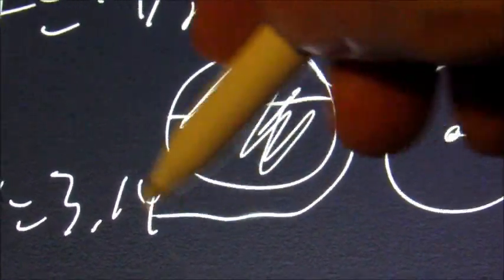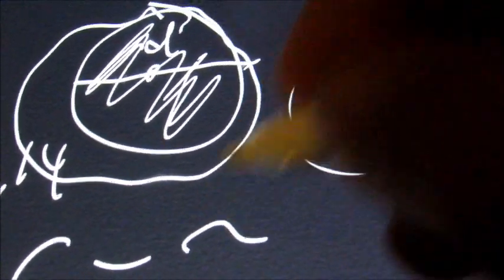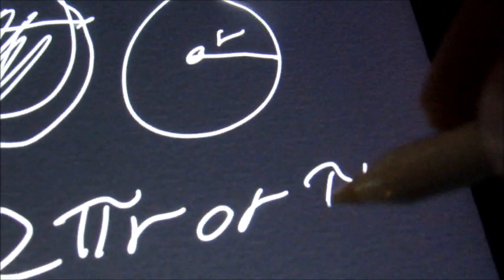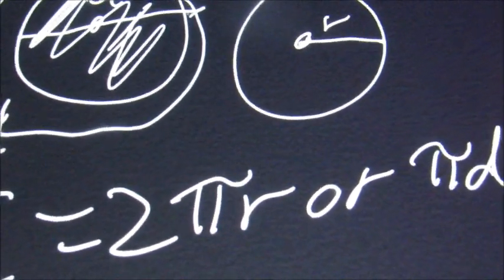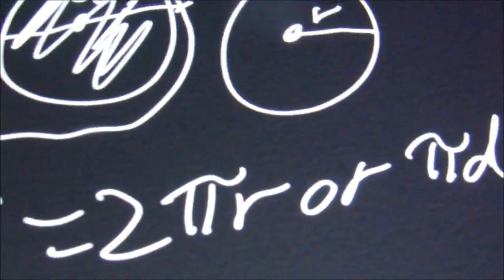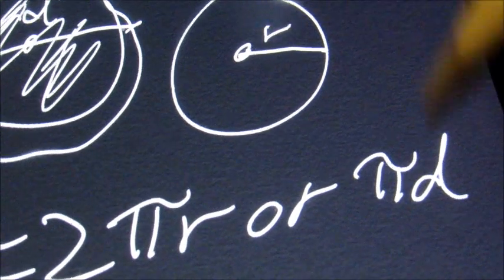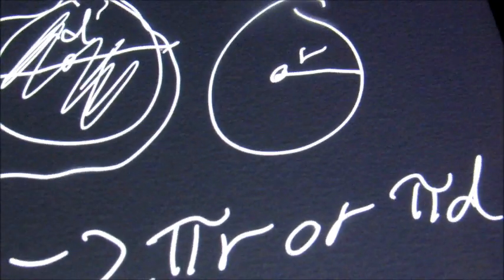If we want to find the perimeter, or everything around the circle, for circles it's called the circumference. And the formula is 2 times pi times r, or pi times d. Because remember that r is 1/2 of d. So if you're given r, just go 2 times pi times r. If you're given d, the diameter, use pi times d.